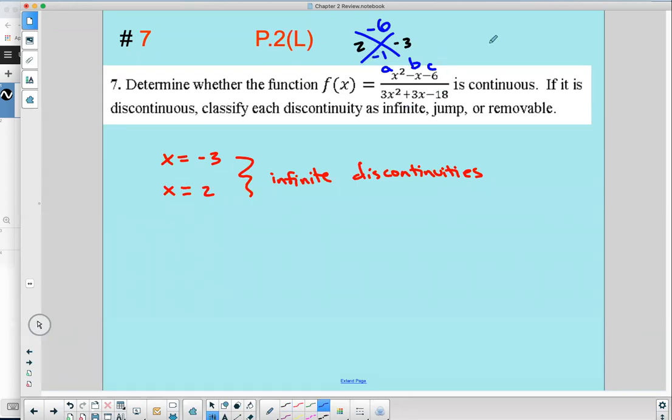And then on the denominator, I'd be looking for factors of 3 times -18, getting -54. Factors of -54 that add up to be 3: 6 and 9. Is that right? 6 and 9. And I need to be a -6.